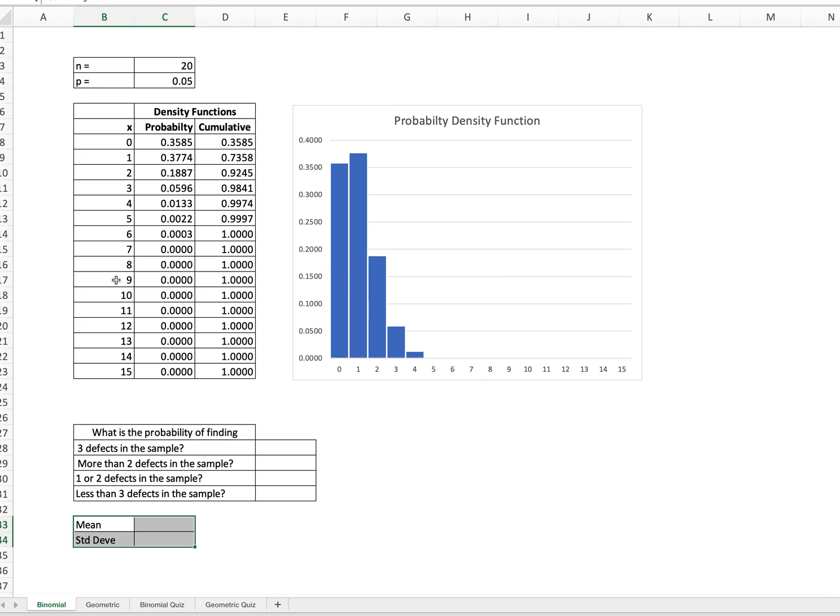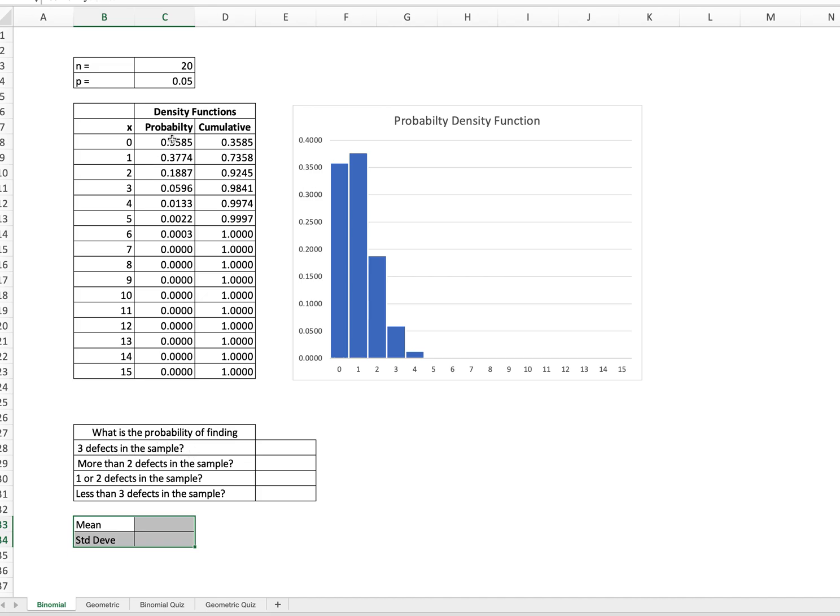There's 20 trials. I didn't go to 20 because at 15 it's pretty much 0 and 1. And it's a 5% defect rate. So what is the probability of finding 3 defects in a sample?